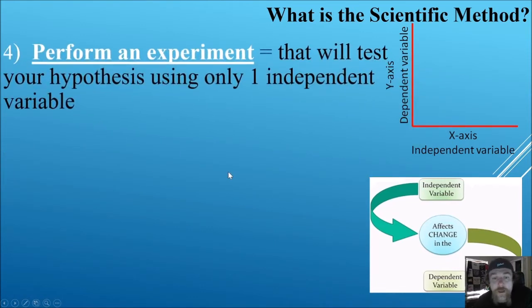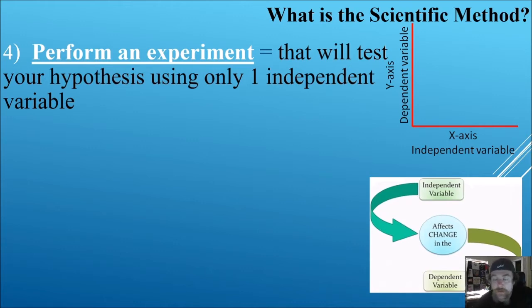Then you're going to perform an experiment. That's everybody's favorite part of science, is doing the experiments. Your experiment has to test your hypothesis. So if you're curious about volcanoes, don't do an experiment about bluebirds. You need to test volcanoes in order to get an answer to your question.